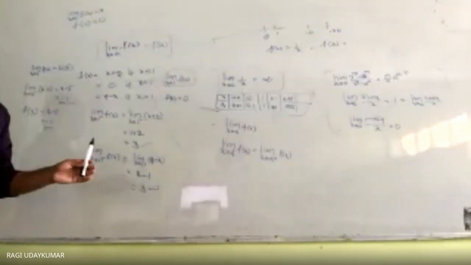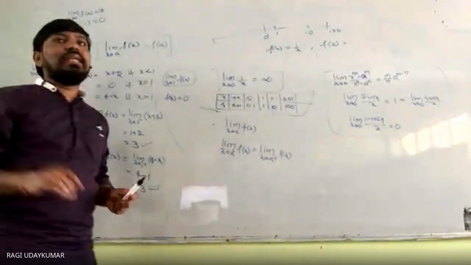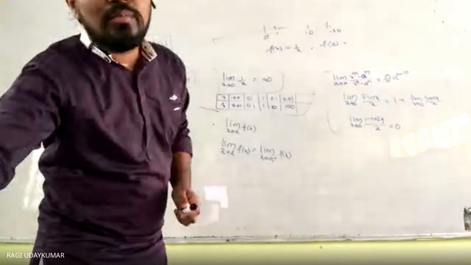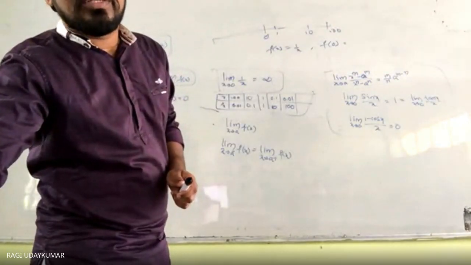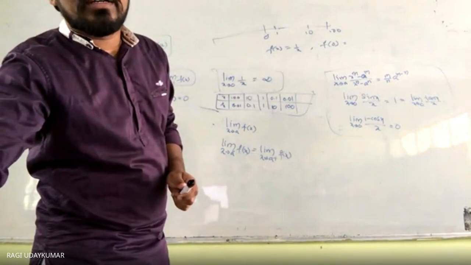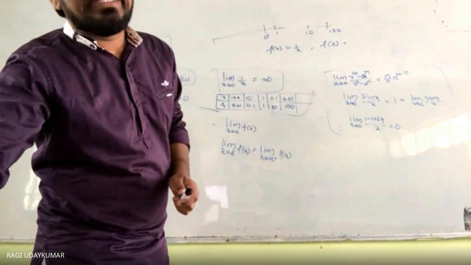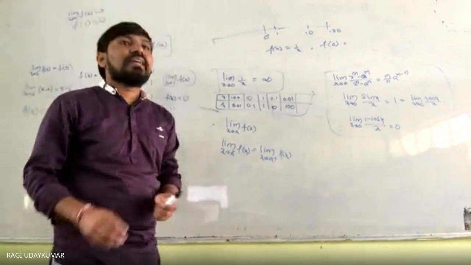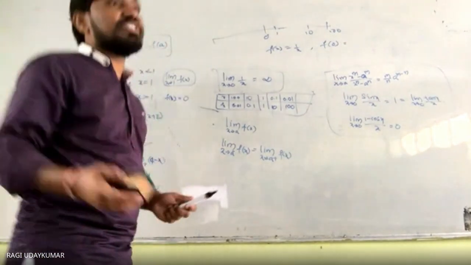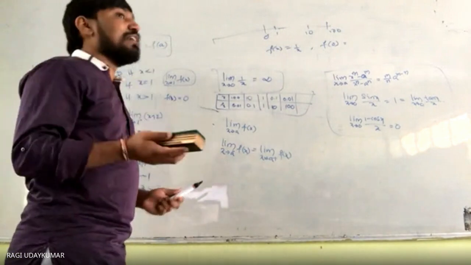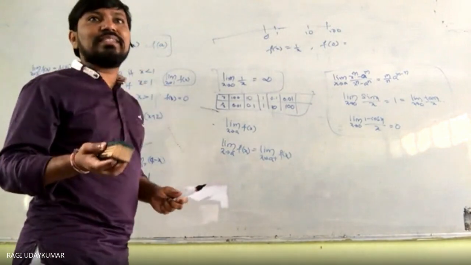Vipasha, any doubt? And in continuity, mainly one problem is there, given to you as an example problem. Question number 15. Find the points of discontinuity of the greatest integer function. So I'll explain to you about the greatest integer function, where it is discontinuous.